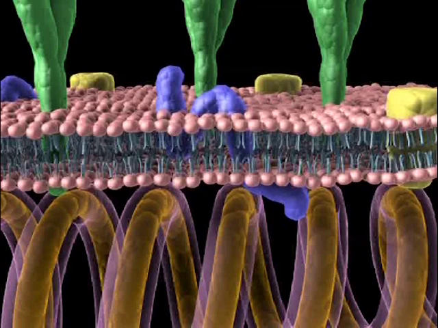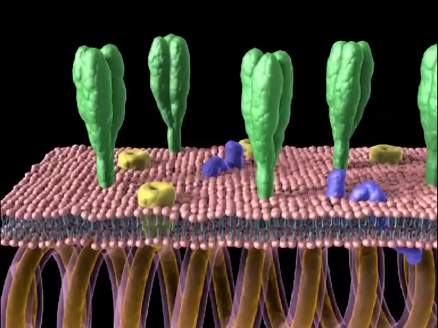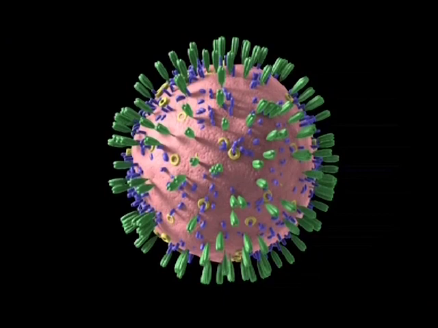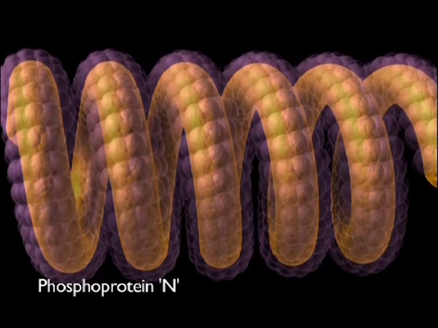Finally, another viral protein, E, is present in the envelope, in much smaller amounts than the S and M proteins. It's a short transmembrane molecule that is largely embedded in the lipid bilayer and is thought to be able to form an ion channel. Inside the virion is a single-stranded positive-sense genomic RNA. The RNA genome interacts with a nucleocapsid phosphoprotein N to form a long, flexible, helical nucleocapsid.